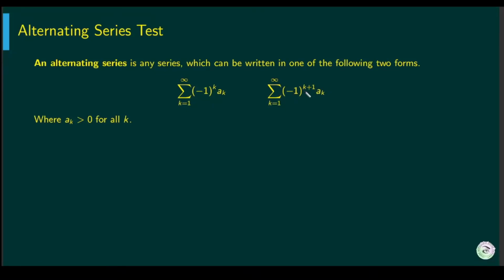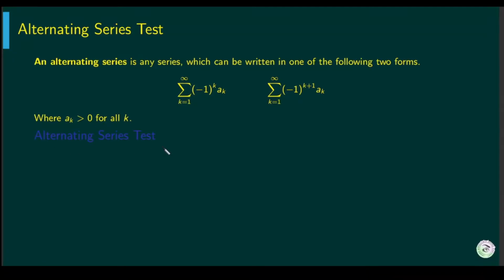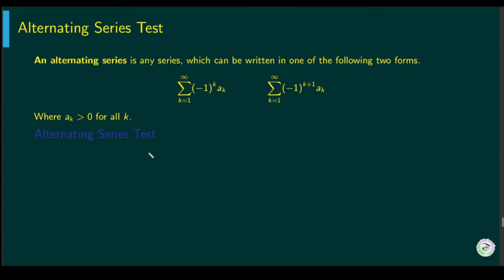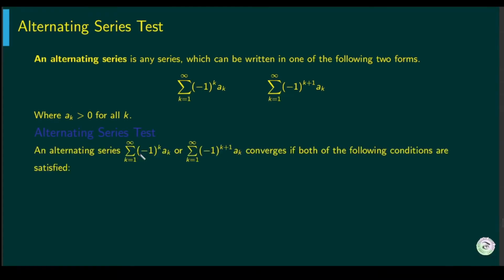For example, if I plug in k equals 1 here, I get negative 1 to the 2, no? 2 is positive, so the term is positive. Likewise 3, 5, 7, those are positive, and even numbers negative, no? For example, if I plug in 2, 2 plus 1 is 3, negative 1 to the 3. So here even number terms are negative, odd number terms are positive. Here odd numbers are negative, even number terms positive. So in both cases the series alternates between positive and negative values. That's why we call it an alternating series. Now we'll go over the alternating series test.